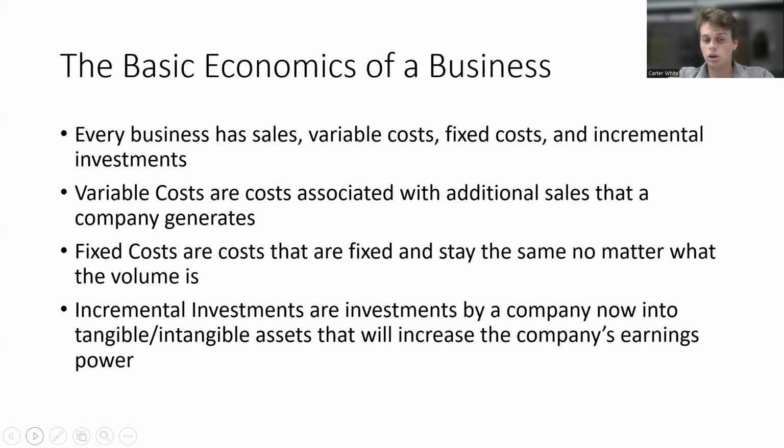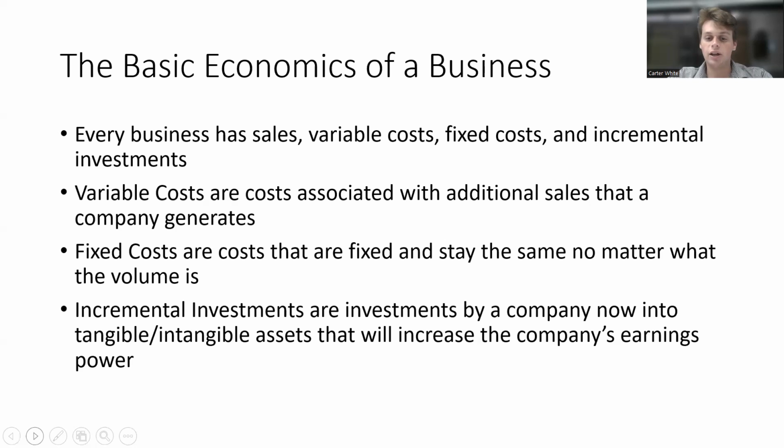So variable costs, these are costs associated with additional sales that a company generates. So basically, variable costs are costs that, if a company sells more products, are what is going to be directly associated to that. So for instance, if I operate a lemonade stand, the variable costs are the things that go up when my sales go up. So for instance, the cost it takes me to buy the lemonade, right? Because the more sales, the more I'm going to have to go to HEB to buy lemonade.